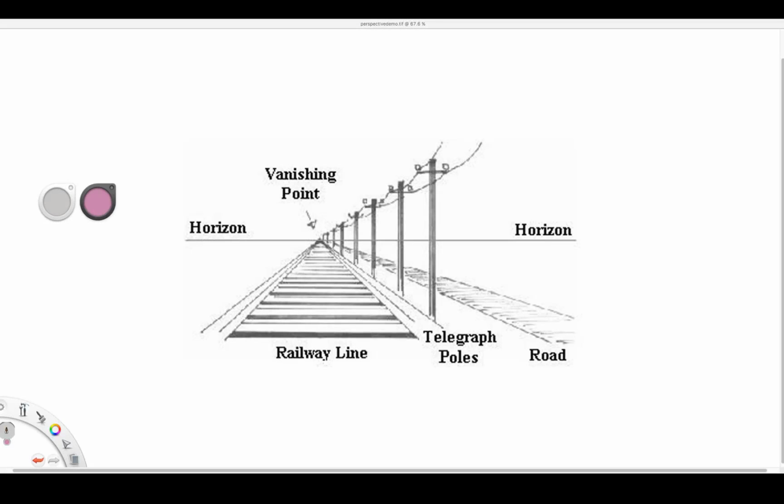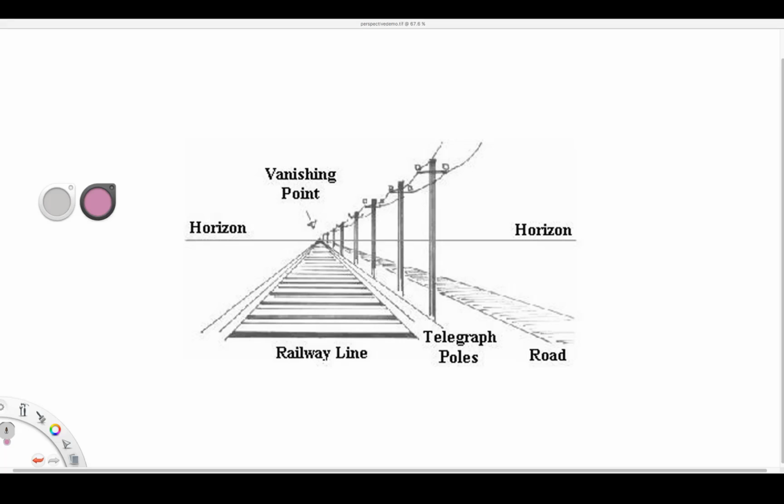Today we're going to learn how to draw one-point perspective. Now you may be wondering what one-point perspective is. Perspective is a method that artists use to create the illusion of depth on a 2D surface, and it's used in combination with other depth cues.